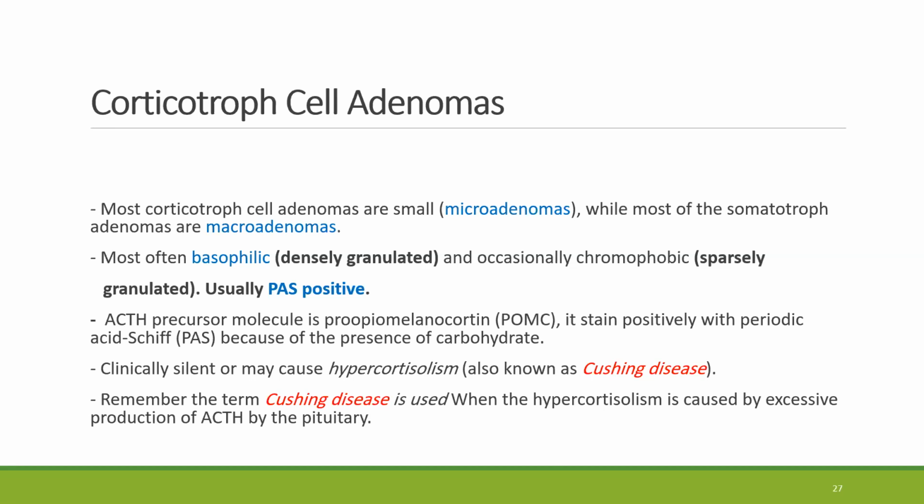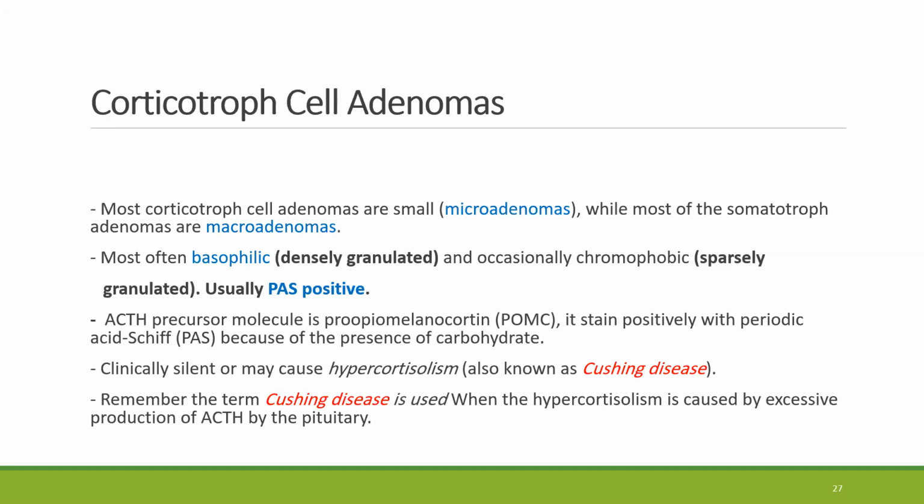The ACTH producing molecule, proopiomelanocortin, is stained positively with the PAS. That's why we see the PAS staining in this disease. Clinically, it is either silent or causes what we call Cushing disease. Cushing disease is the hypercortisolism: extra ACTH goes to the adrenal gland and produces more cortisol. So remember the definition of Cushing disease.